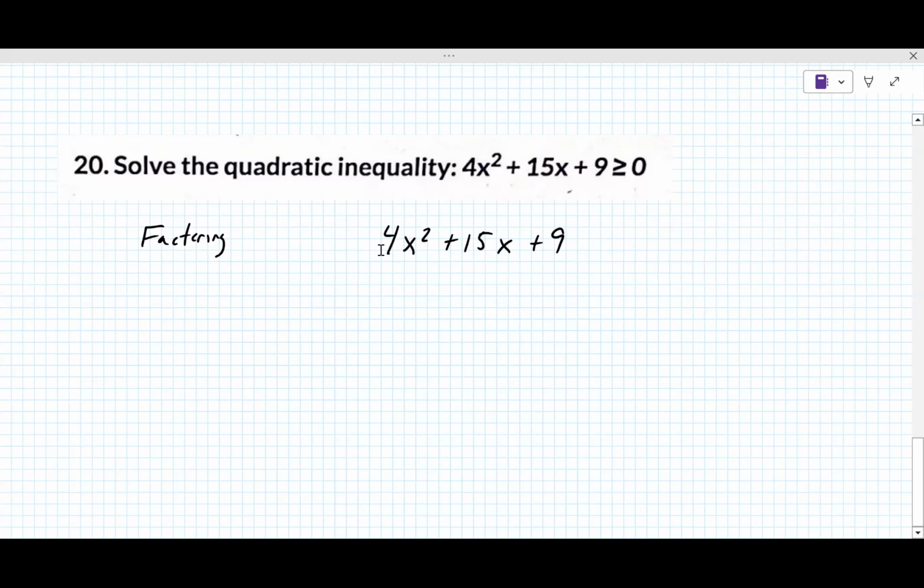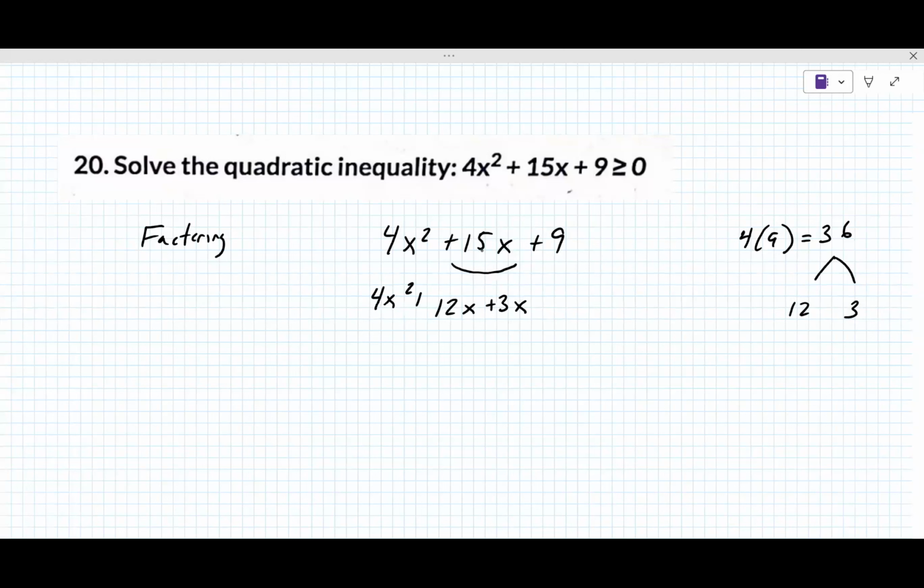So when you have a number in front, you take that number and multiply it by the last number. You have to multiply 4 times 9, which is 36. And now what you're looking for are two numbers that multiply to 36, but add to positive 15. So the choices here are 12 and 3. And what we do next is we take this 15x and break it apart as 12x plus 3x and bring the other stuff down. 4x squared plus 12x plus 3x plus 9.